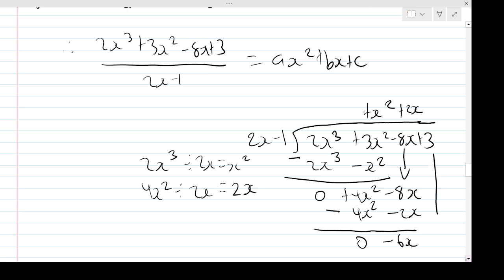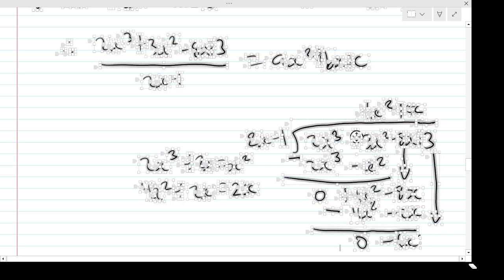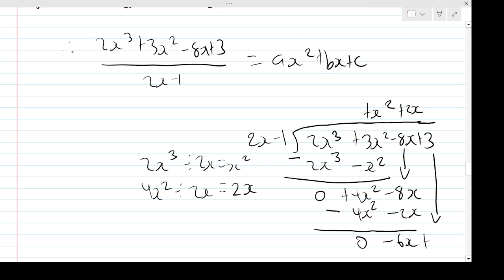And then we need to bring this 3 down there. So we need to then add the 3.